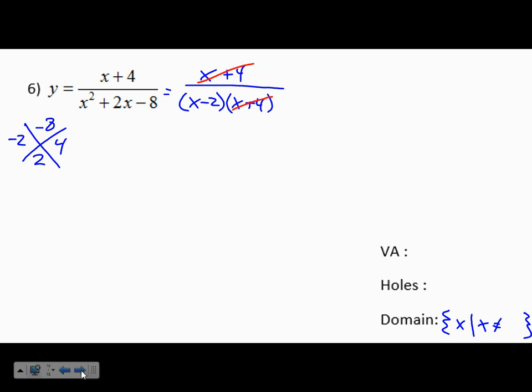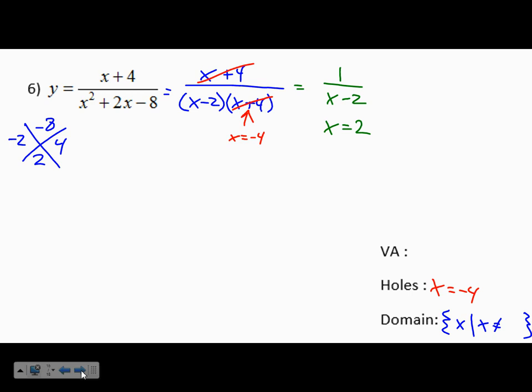But when those cancel, there should be a little light bulb that goes off. That means we have a hole in our graph. Well, where's the hole going to be? Well, it's that place we just canceled. What would make that 0? Negative 4. So we have a hole at x is equal to negative 4. So once we cancel those, we end up getting 1 over x minus 2.